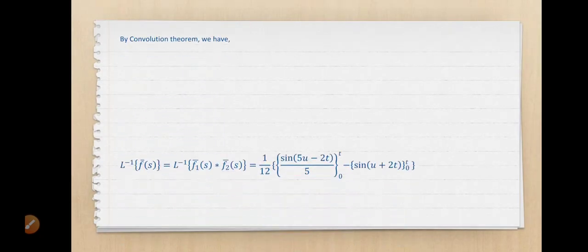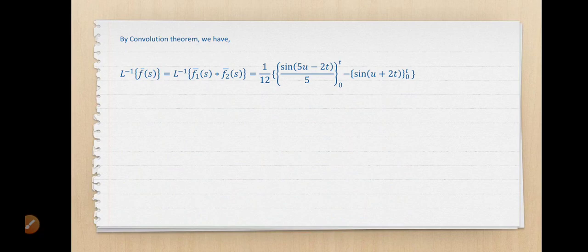So we get 1 upon 12 sine of 5u minus 2t upon 5u within the limit 0 to t, minus sine of u plus 2t within the limit 0 to t. Here the previous step from the previous slide is intentionally repeated. Now substituting upper limit and lower limit, we get 1 by 12 into bracket.